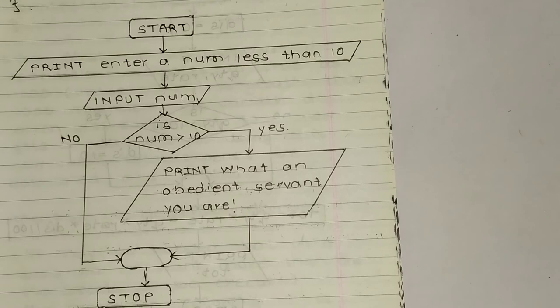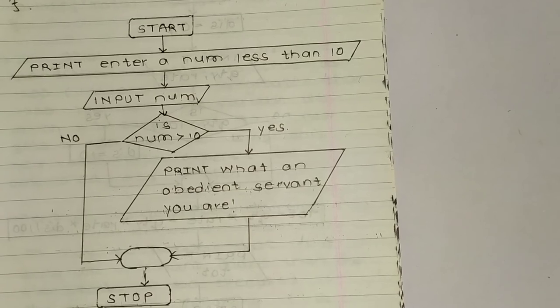Now the arrow is pointing toward "Is num less than 10". Then the arrow is pointing to yes or no. So there are two conditions, that is yes or no. Then if yes, print "What an obedient servant you are", and if no, then stop. So this is basically the flowchart.